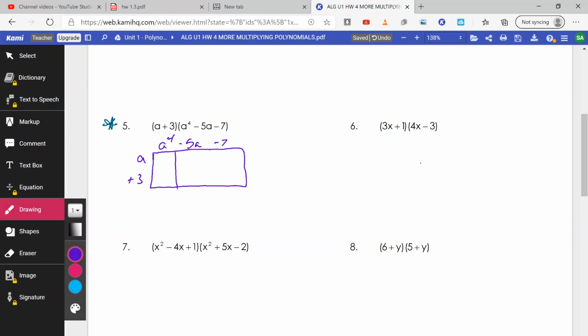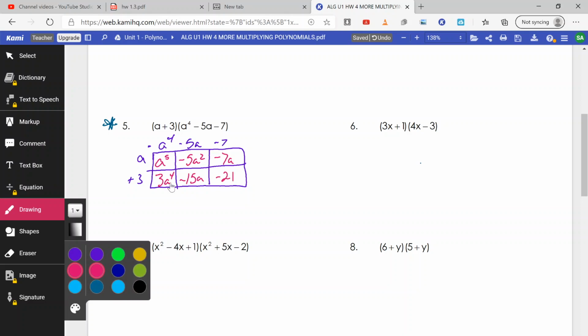And we're going to split each one up, so that we just have to multiply what's off to the side here times everything up top. So a times a to the 4th, I end up with a to the 5th. a times negative 5a, minus 5a squared. a times negative 7, minus 7a. 3 times a to the 4th, 3a to the 4th. 3 times negative 5a, minus 15a. And then 3 times negative 7, minus 21.